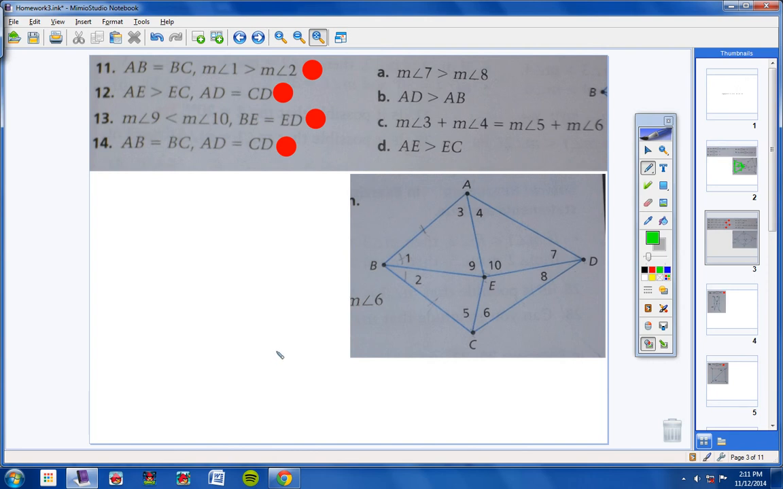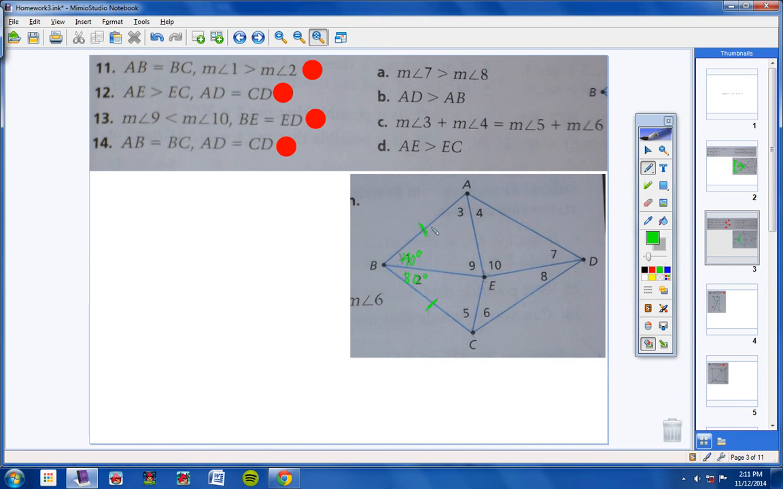Okay, moving on to number 10 or 11. Okay, this is pretty tough, so pay attention, okay? This will not be easy. Okay, AB is congruent to BC, so I'll put a mark here. Put a mark here. Angle 1's bigger than angle 2. So angle 1 here, we're going to call it, I don't know, 40 degrees. And we'll call this 30 degrees. There we go. Now guys, look.